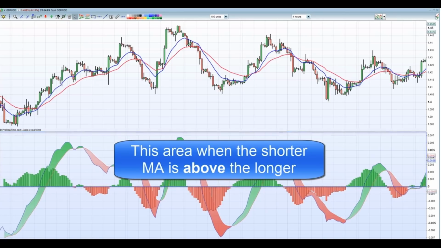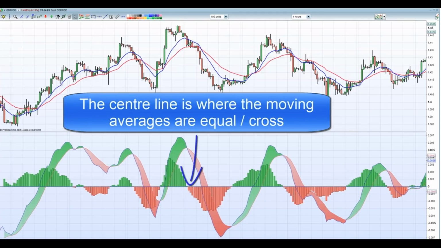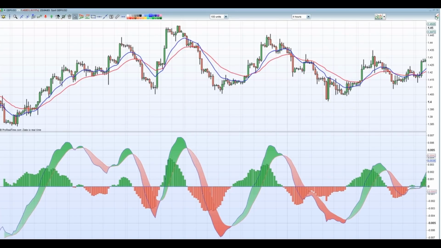When the shorter term moving average is above the longer term moving average, this area of the indicator will show activity. When the shorter term moving average is below the longer term moving average, this area of the indicator will show activity. The center line, of which the MACD is plotted around, indicates where the moving averages are equal, and when the MACD passes through the center line, this indicates the moving average is crossing. The signal line, here in red, is a moving average of the MACD values themselves. Typical values for the MACD are 26 and 12 exponential moving averages and 9 for the signal line.